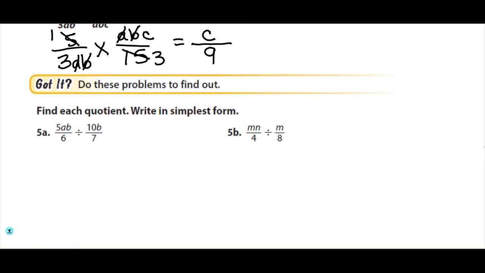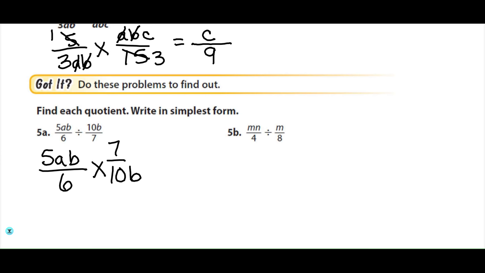All right, let's take a look here. So we have 5AB over 6 divided by 10B over 7. So let's do keep, change, flip. So it'll be 5AB over 6 times 7 over 10b. All right, let's get numbers first. You don't have to do numbers first, but I just find it's helpful.